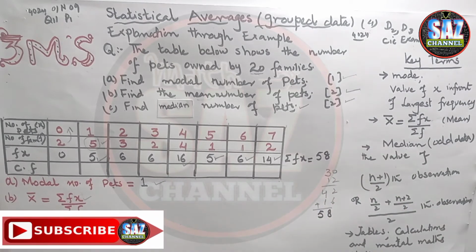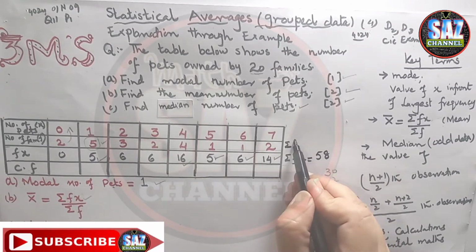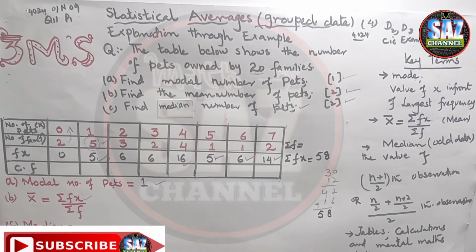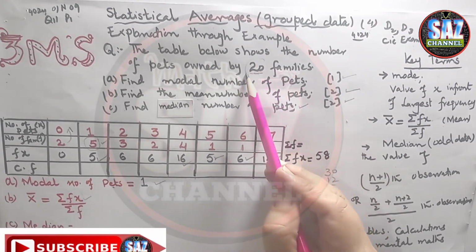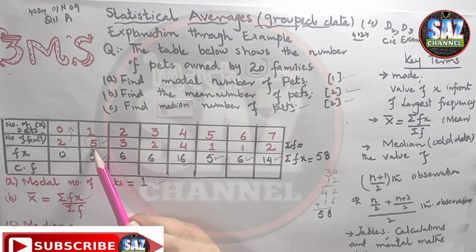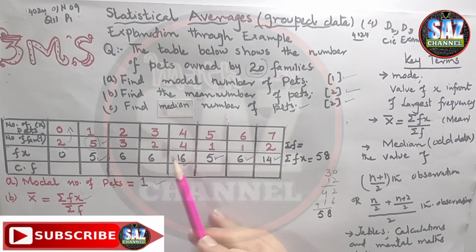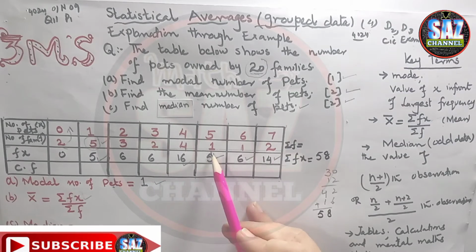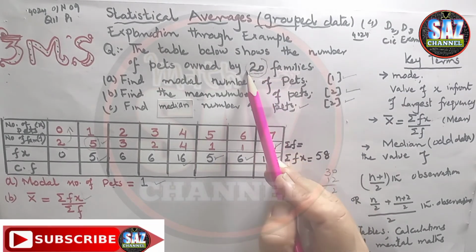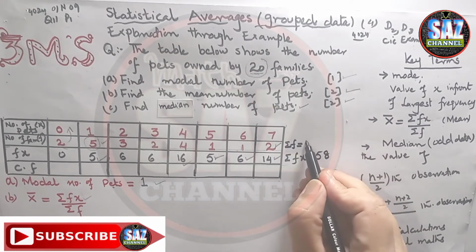And what is the sum for the total of the frequencies? One hint is given already in the question that total families are 20. Otherwise, you can quickly add up the frequency column. 2 plus 5 is 7, 7 plus 3 is 10, 10 plus 2 is 12, 12 plus 4 is 16, plus 2 is 18, plus 2 is 20. This answer and the information given in the question must match. Summation of f is 20.